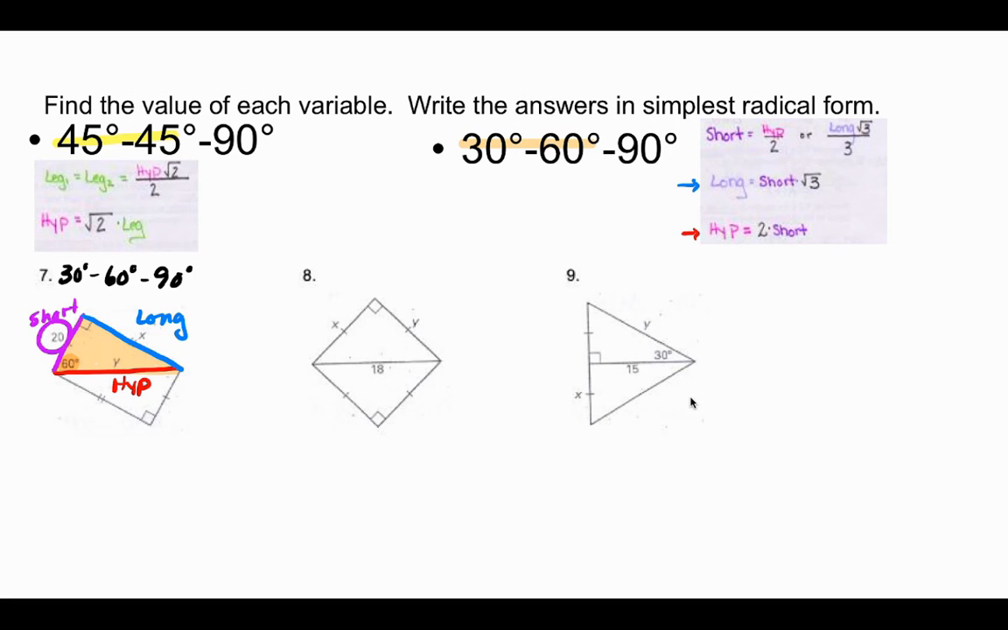So the longer leg is x, and it will equal the length of our short leg times the square root of 3. That is simplest radical form. The hypotenuse is y, and it will equal 2 times the short leg of 20, and 2 times 20 is 40.